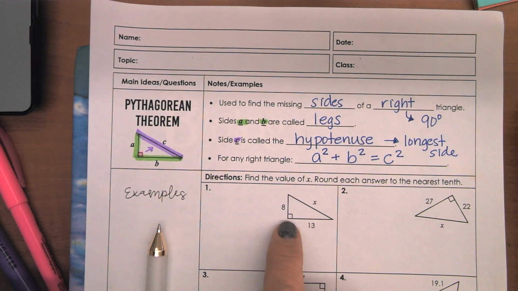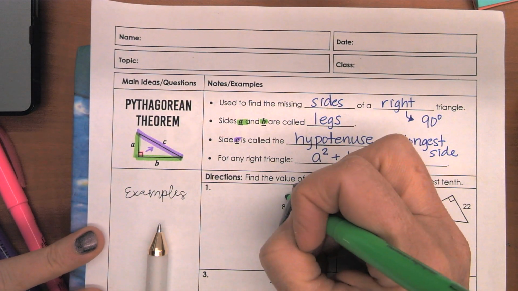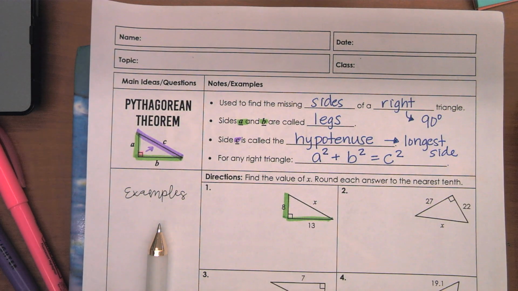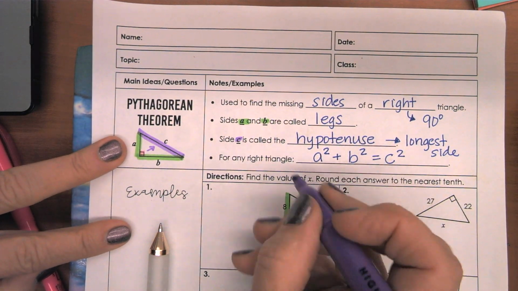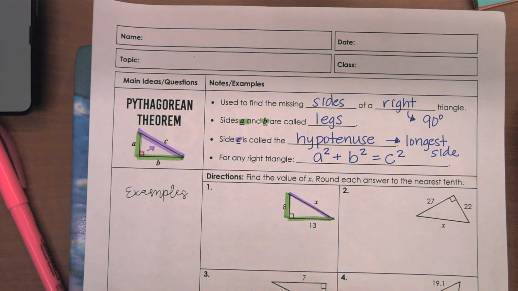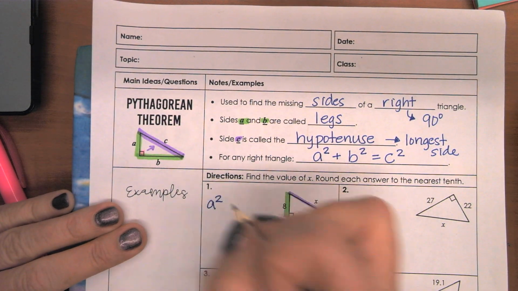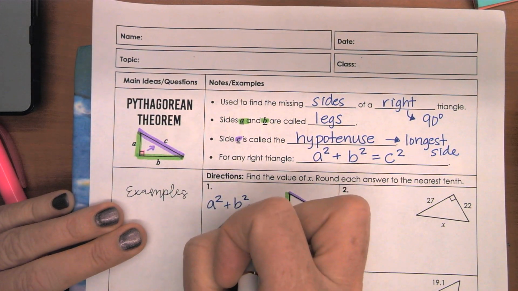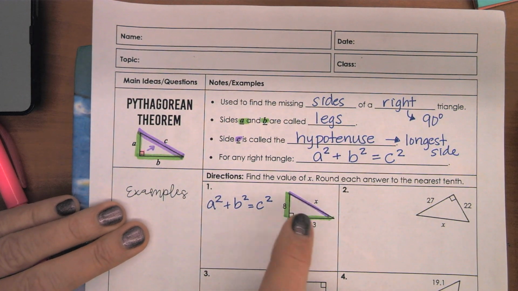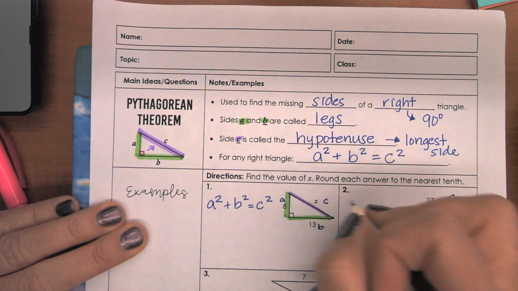Number one, we have a right triangle, and I know it's a right triangle because it has this little symbol. Then I notice that I have legs, A and B. I am looking for my hypotenuse. That is my C. So what I'm going to do, it's always really good practice to write your formula first. So I have A squared plus B squared equals C squared. So now I'm going to substitute my values in. If it helps, go ahead and label this is A, this is B, this is C.